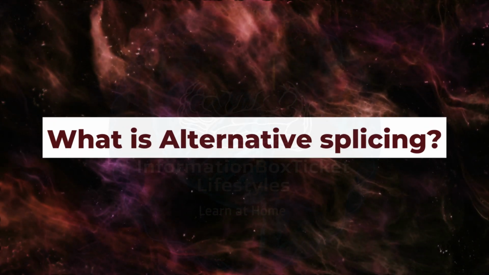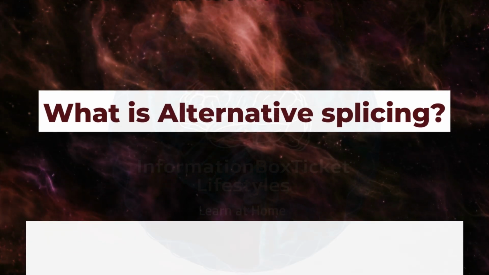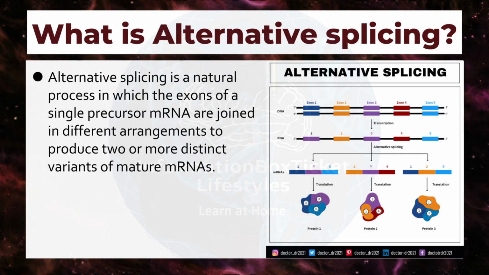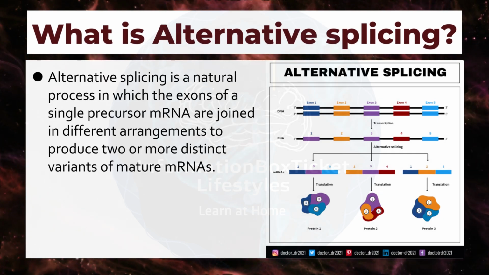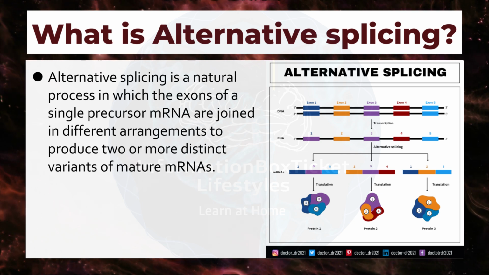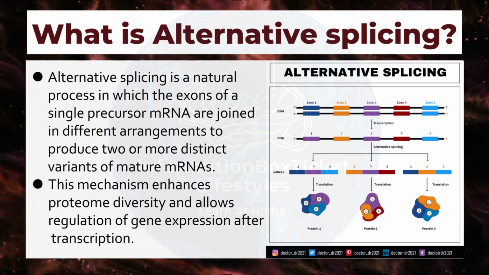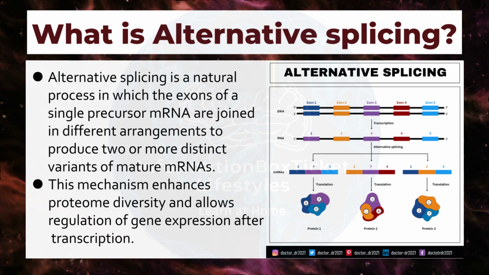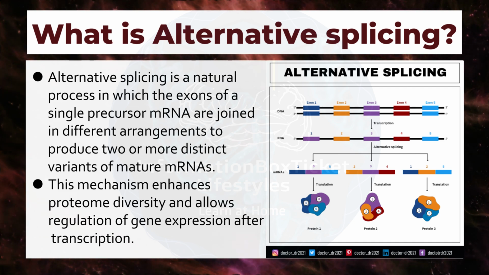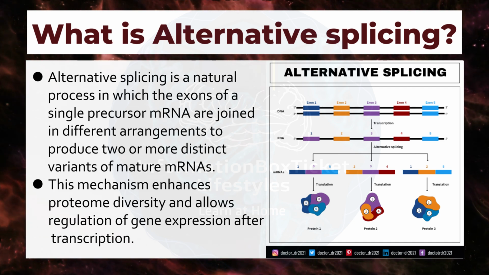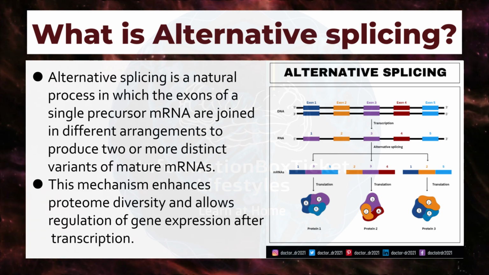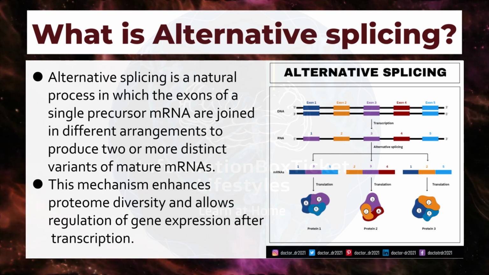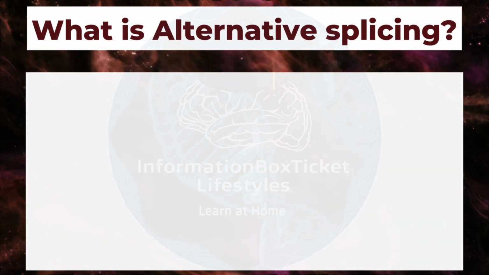What is alternative splicing? Alternative splicing is a natural process in which the exons of a single precursor mRNA are joined in different arrangements to produce two or more distinct variants of mature mRNAs. This mechanism enhances proteome diversity and allows regulation of gene expression after transcription.